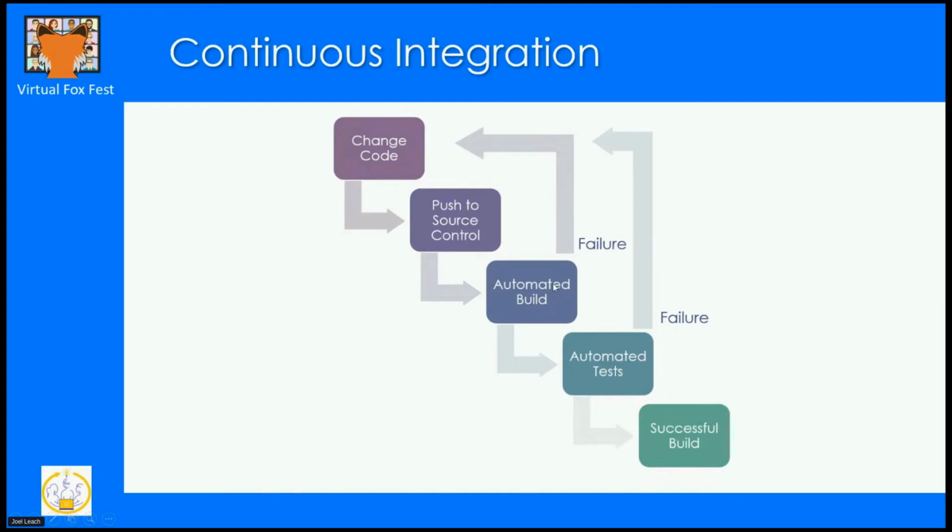If that build fails for some reason, the process stops and a failure notification is sent back to the developers. Okay, if it succeeds, we move on to the next step, which is to run all of the automated tests. Again, if a test fails, the build process stops and a failure notification is sent back to the developers. If all goes well, we have a successful and completed build, and we'll talk more about where to go from there later.